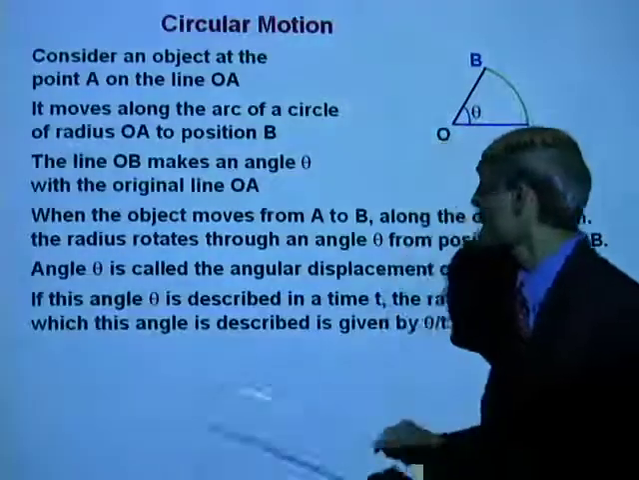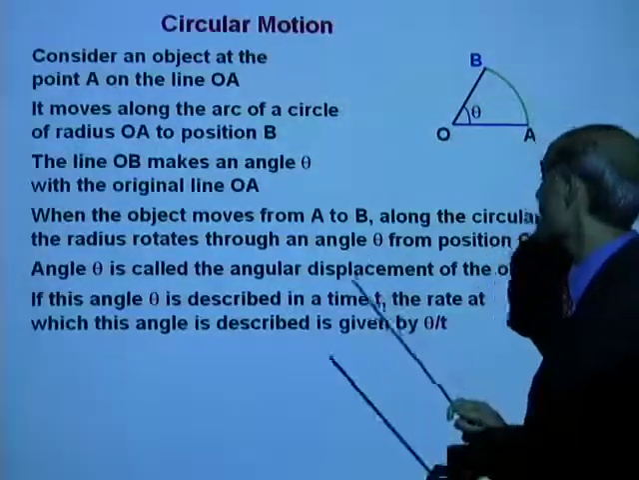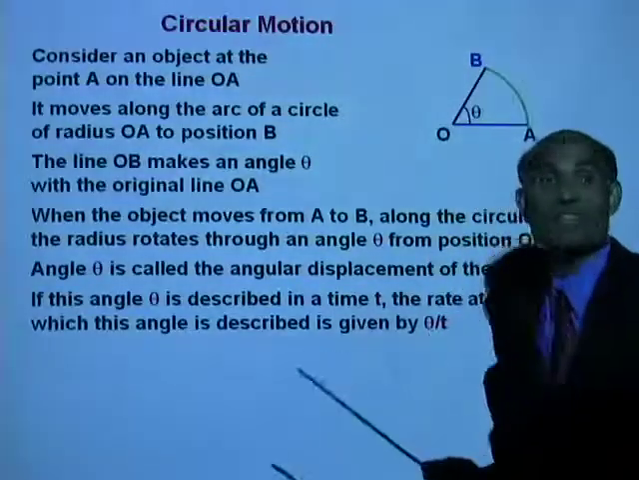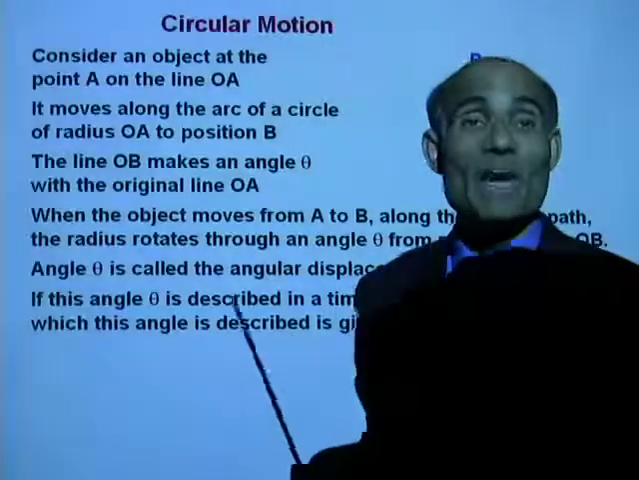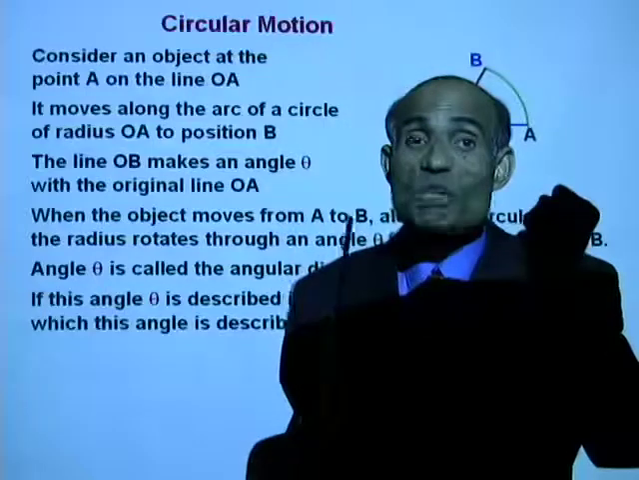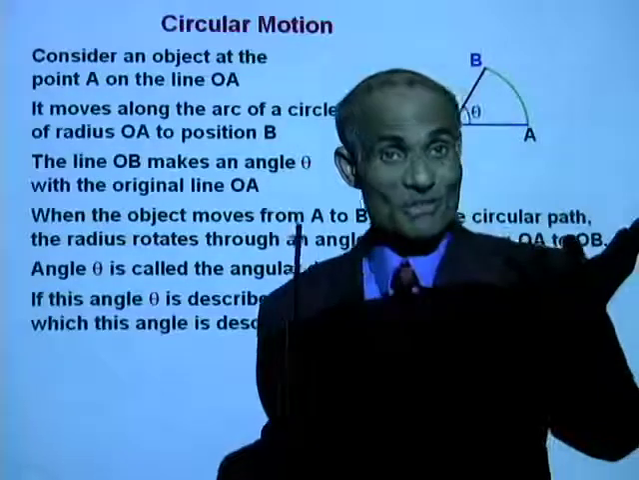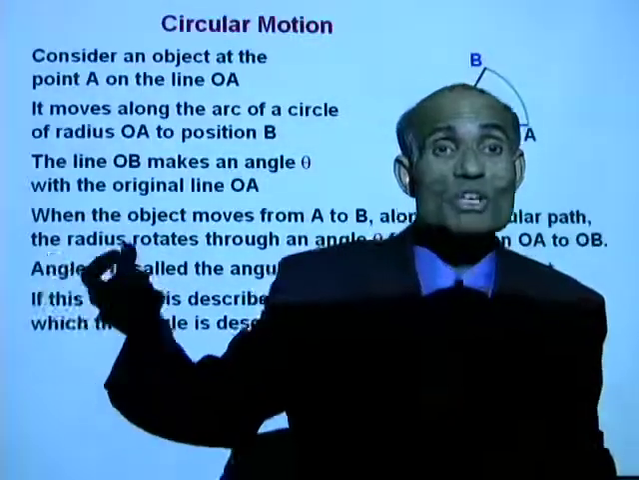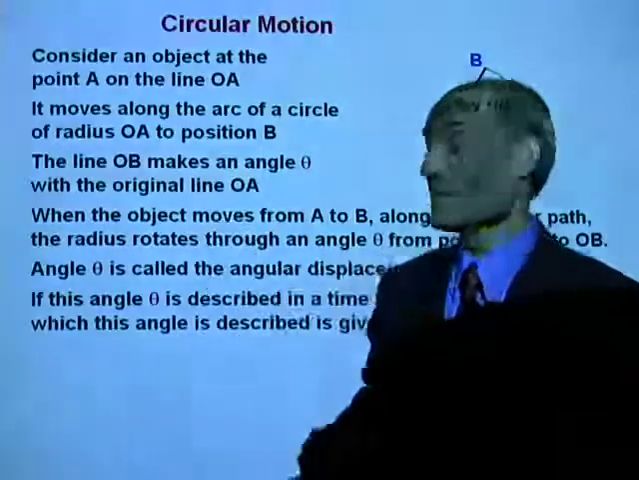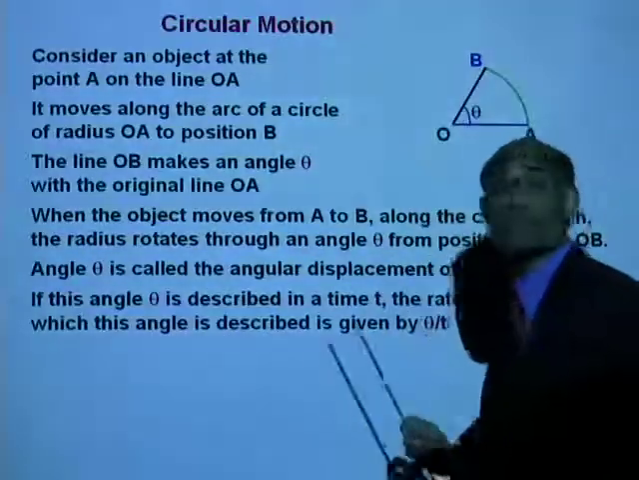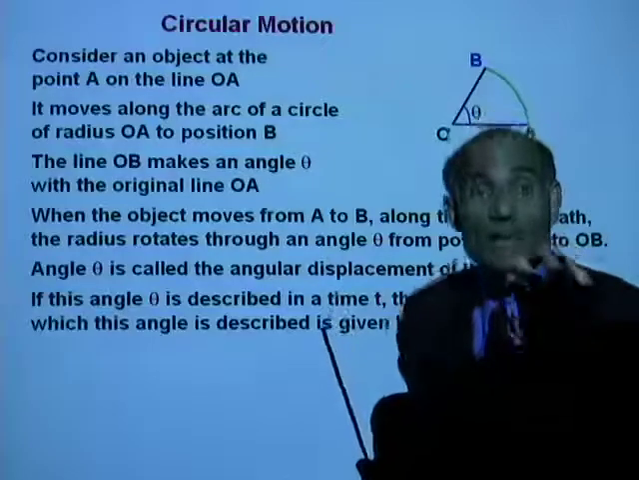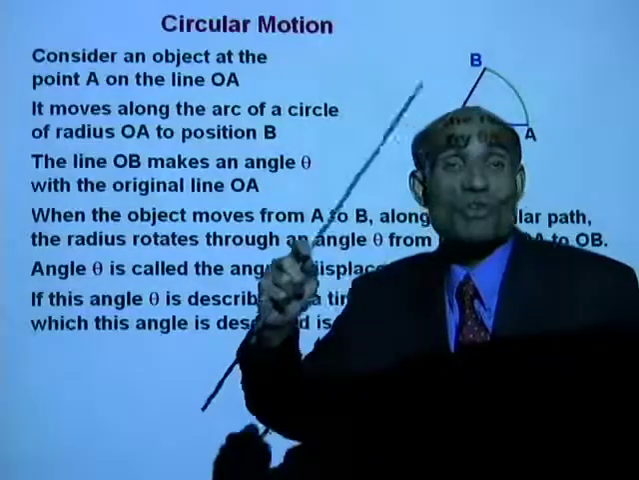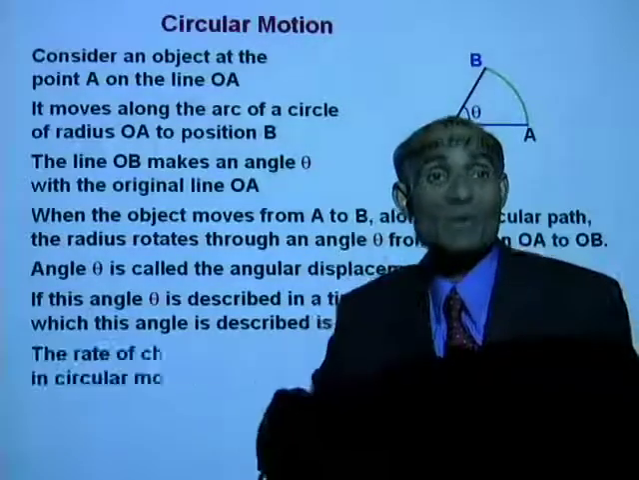Now, if this angle theta is described in a time t, then the rate at which the angle is described can be written as theta over t. The rate at which the displacement occurs is called velocity. Now, if the rate at which the linear displacement occurs is called the linear velocity, then the rate at which an angular displacement occurs can be called angular velocity. So, an object that goes around a circle has an angular velocity.